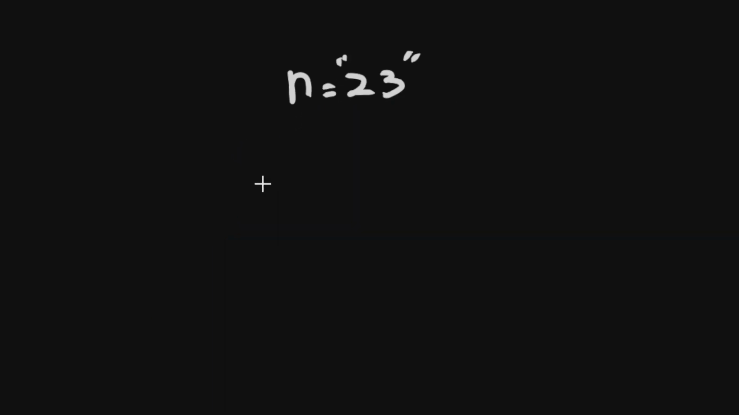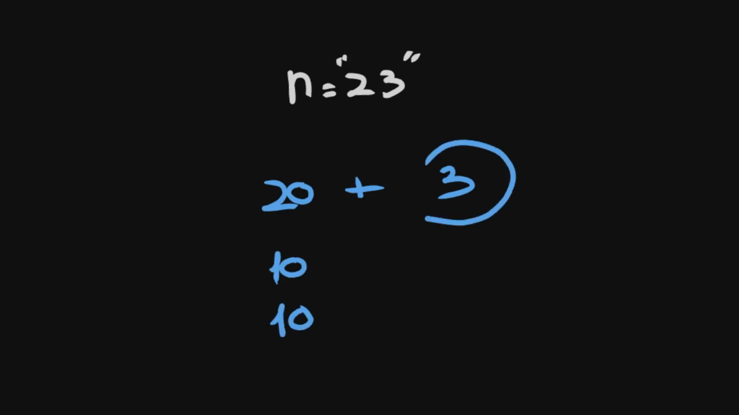Let's say that n is 23. We can split this in 20 plus 3. So how many numbers do we need for 20? Well, we can take 10 plus 10. And how many numbers do we need for 3? Well, we can take 1 plus 1 plus 1.